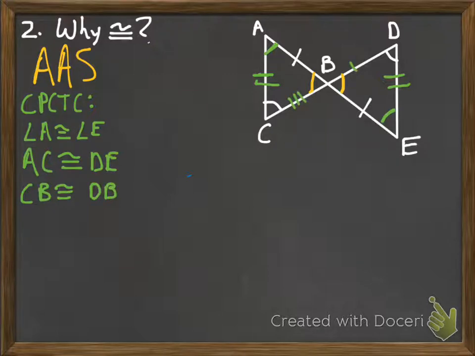And now we've marked 6 parts, so we have all the parts of the triangle marked, and now we know all the parts are congruent. Okay, on to the next question.